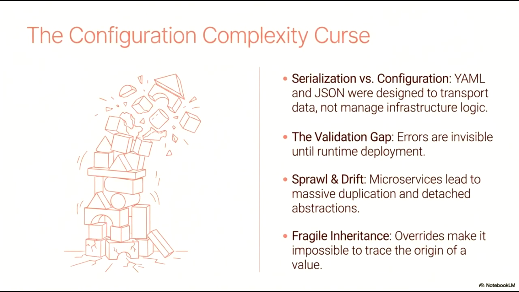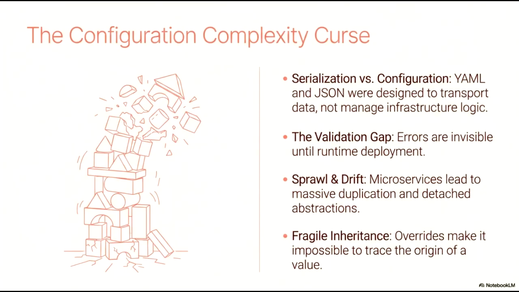The configuration complexity curse represents a critical challenge in modern infrastructure management, where the tools intended to simplify our work often become the primary source of instability. At the core of this issue is the tension between serialization and configuration. While YAML and JSON are excellent for transporting data, they were never designed to handle complex infrastructure logic. By forcing these static formats to manage dynamic environments, we lose the computational power necessary for robust automation.